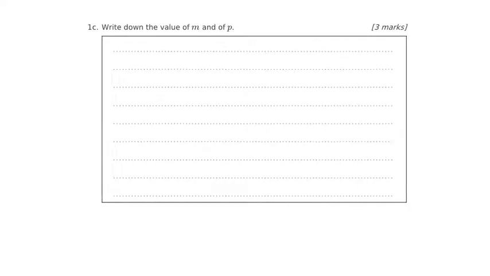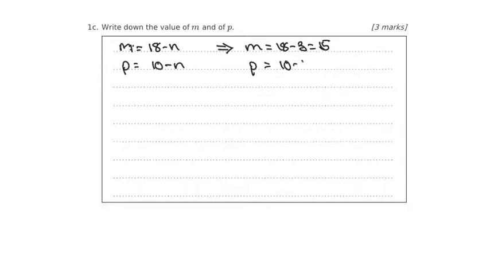Now we know that N is equal to 3. We've already discussed that M is equal to 18 minus N and P is equal to 10 minus N. Therefore, M is equal to 18 minus 3, which is 15. P is equal to 10 minus 3, which is equal to 7.